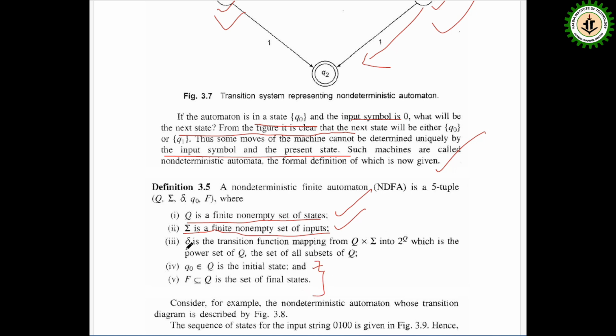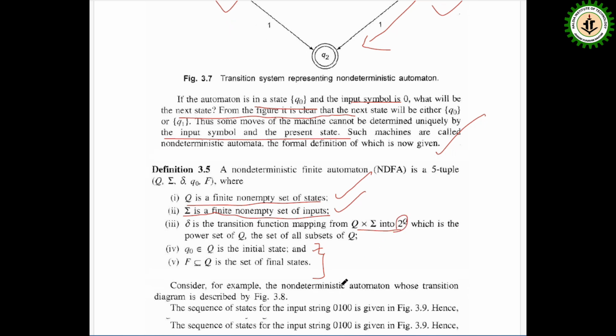The only difference from the deterministic finite automata is delta. In the previous deterministic finite automata, what is the case? The combination of Q times sigma to Q. That means a state and its input combination decide the next state. But here, the next state can be multiple states. So this is the power set of Q: 2 to the power Q is the power set of Q.